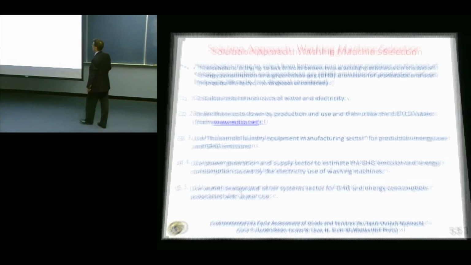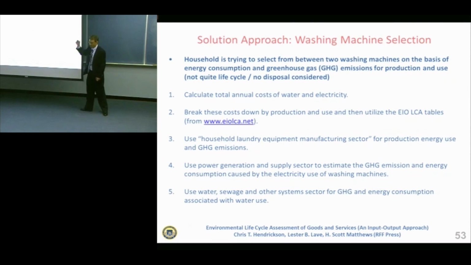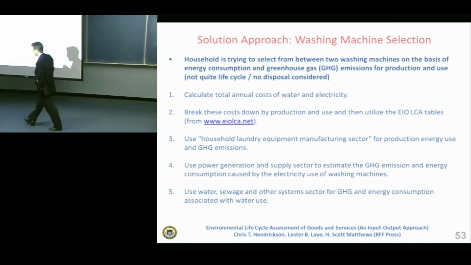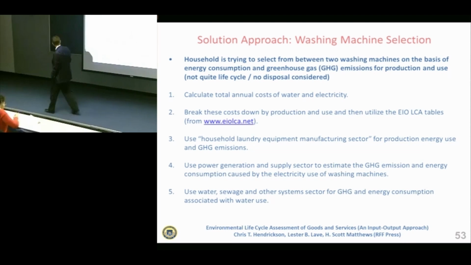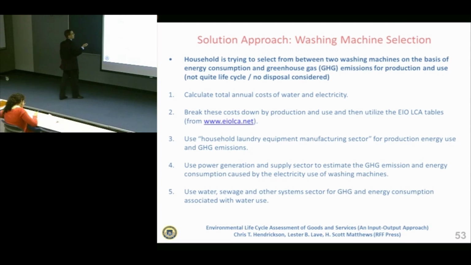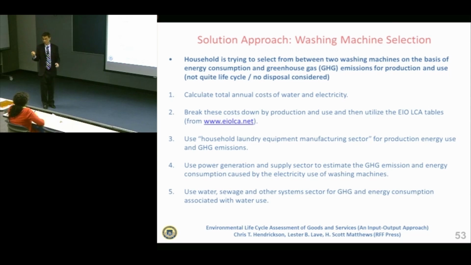So let's think about this from the input-output perspective. This would be your 5-step approach to get an input-output environmental LCA. So you take the total, well, you already know the purchase cost. Machine 1, the less efficient one, was $500. The more efficient one was $1,000. That's a purchase price. Now you break that down, and then you look at the annual costs of water and electricity.